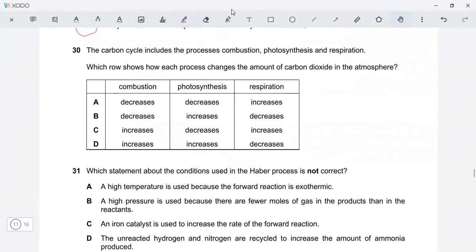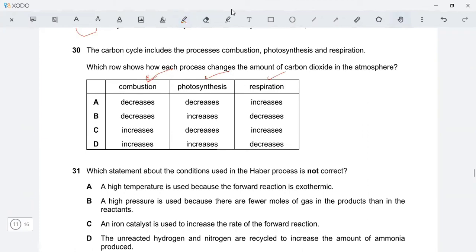30, the carbon cycle includes the processes combustion, photosynthesis and respiration. Which shows how each process changes the amount of carbon dioxide in the atmosphere. So the top, combustion, is burning. Photosynthesis, we use carbon dioxide, respiration also, all right? And combustion, will the amount of carbon dioxide increase?